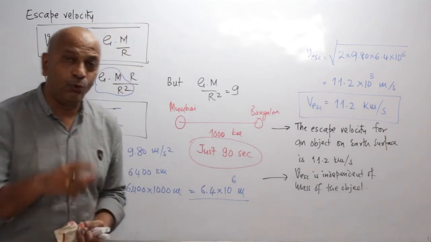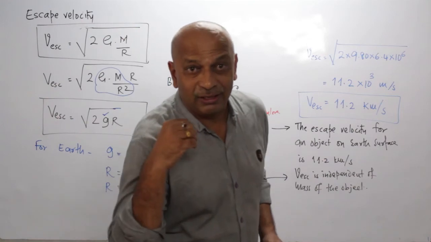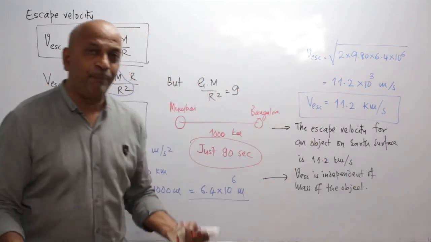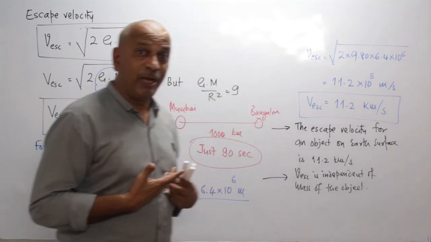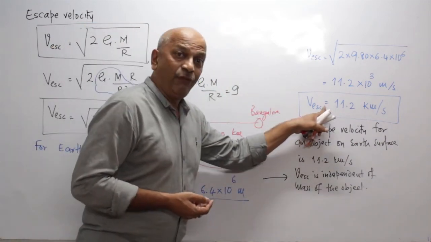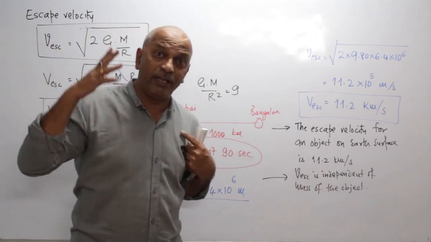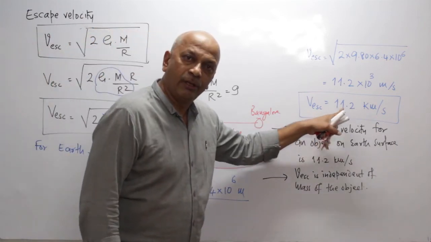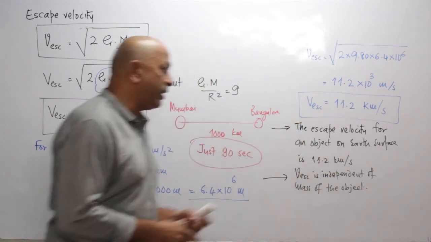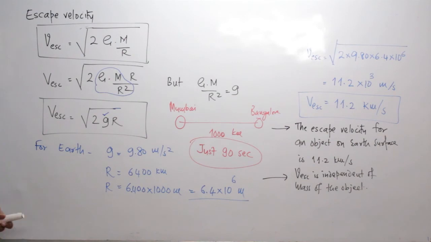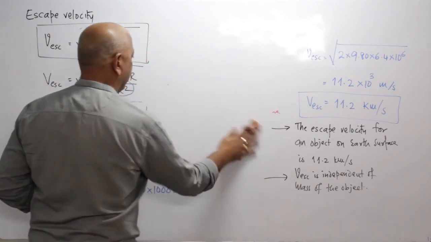That means whether the object is 1 kilo or 1000 kilo, whatever the size may be, whatever the shape may be, whatever the mass of the object may be, the escape velocity will remain the same. That means whether you want to send a big rocket or a small rocket, you need just this much velocity. So that is the meaning. So let us have a feel of this again.